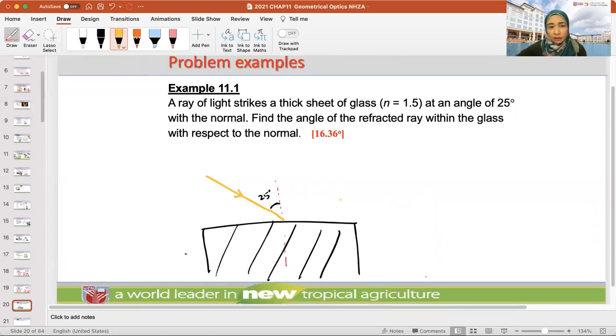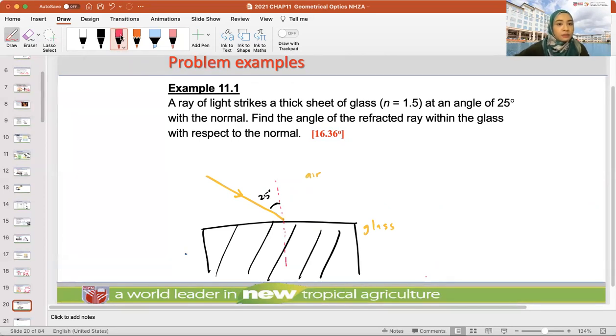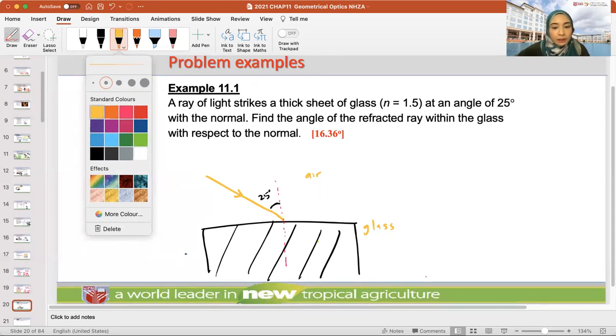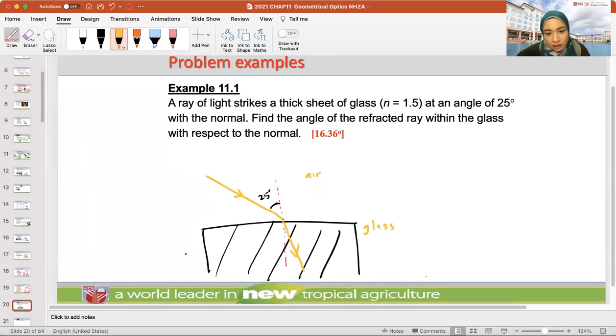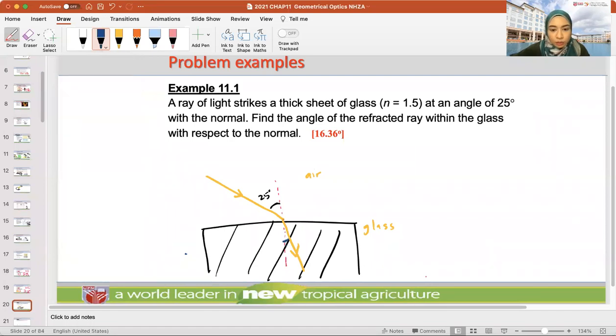So from assumption, we know that this is air and this is glass. What happens to the ray of light when it enters glass? Is it going to move away or towards the normal? Towards the normal, because it is moving slower. So I'm going to draw it like this. We want to know the angle, and the angle is with respect to the normal over here, theta. We draw that in blue. So we are finding theta over here.